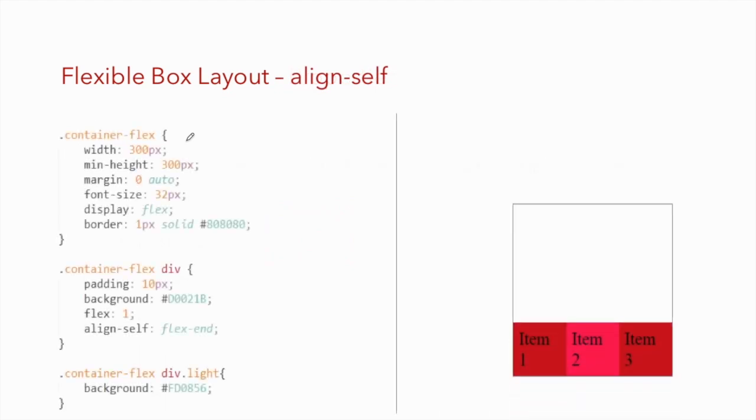Then we will talk about the example on align self. What we have done is we have specified align self as flex end, so that is why all the flex items got aligned at the bottom.